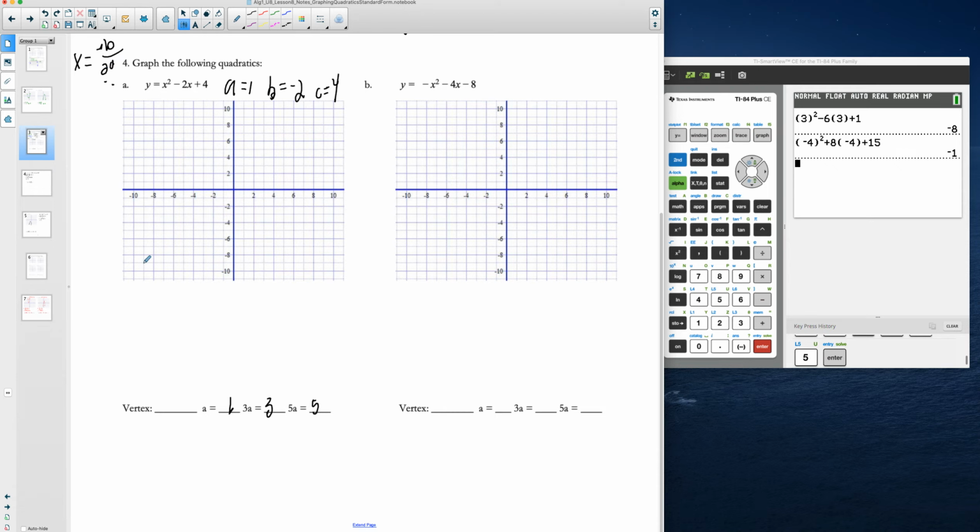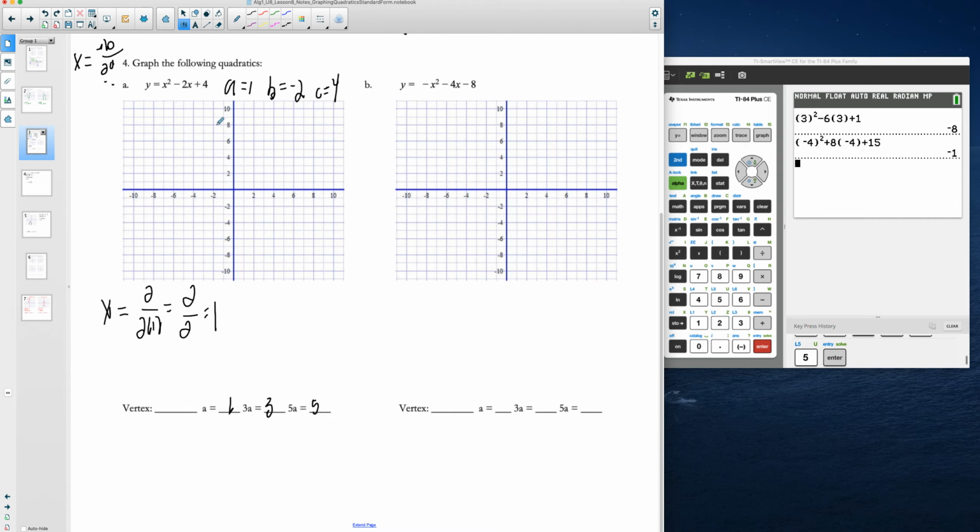So let's come right down to this here. x equals the opposite of b. Once again, b is negative, so the opposite of that makes it a positive number. Then 2 times a, and a is 1 this time. So that is 2 divided by 2 equals 1.